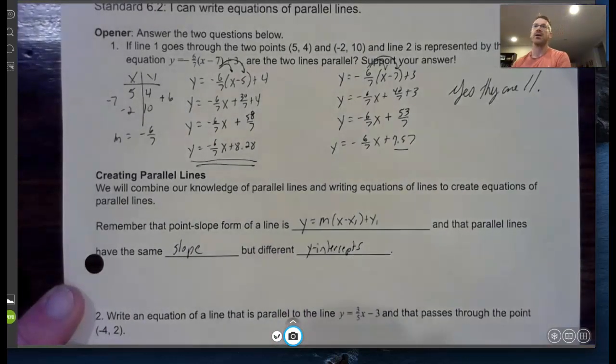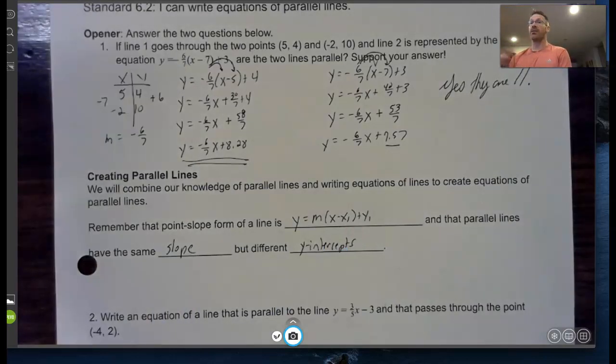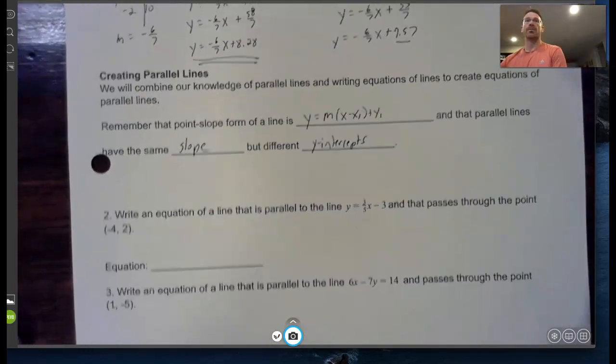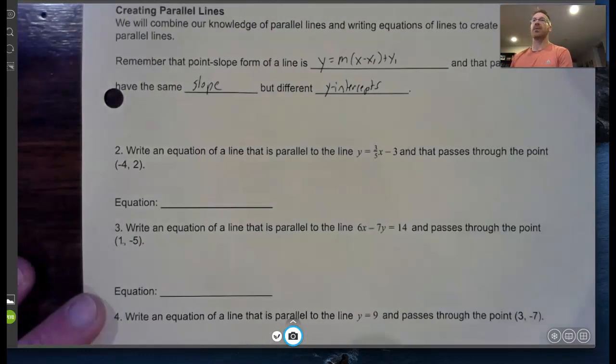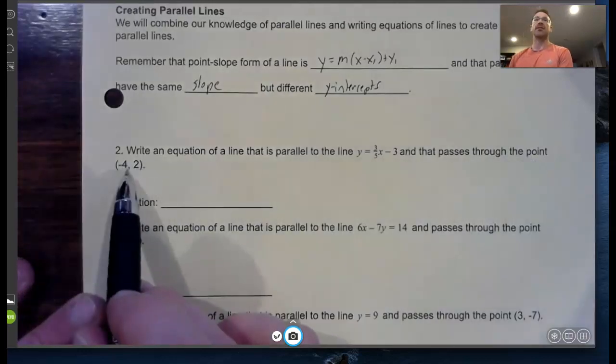Now, the good news about what we're doing today is that we're going to assume that that second line will have a different y-intercept from the given information. So we just need to write that equation in point slope form, and then we are finished. And you'll see what I mean by that as we go through some of the problems. So let's look at problem 2. We want to write an equation of a line that is parallel to this line, y = 3/5 x - 3, that passes through the point (-4, 2).